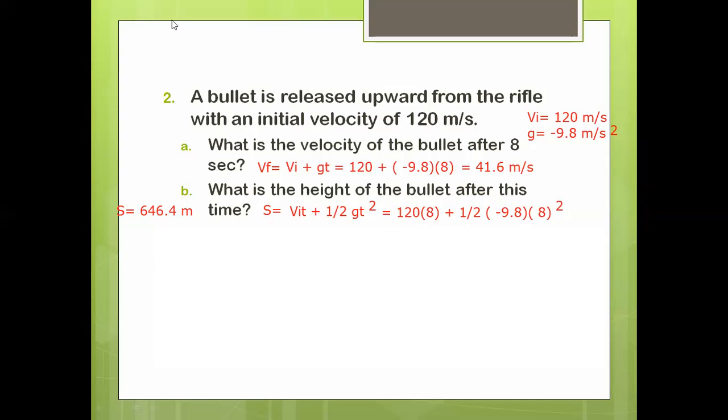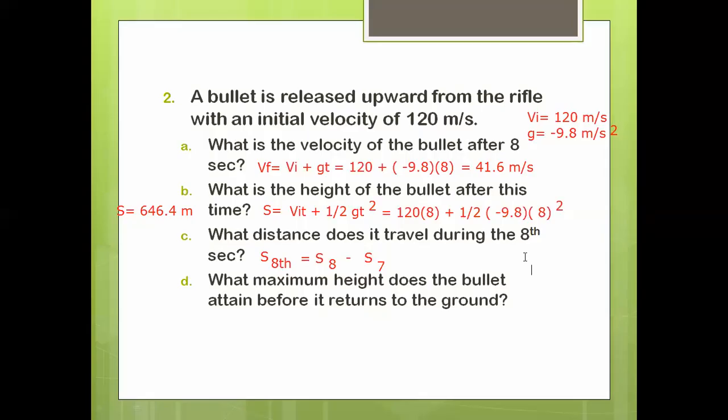Okay, now you will see the next numbers. Okay, for our letter C, so I think we already calculated the distance for 8 seconds. So maybe what we need is the value for the 7th second only. For 7 seconds, S7. The one that we solved earlier is for 8. So for 7 seconds, how much will be our distance?